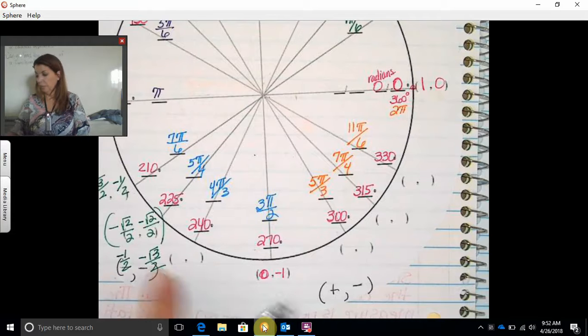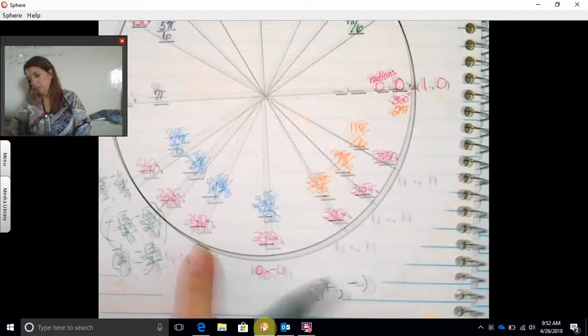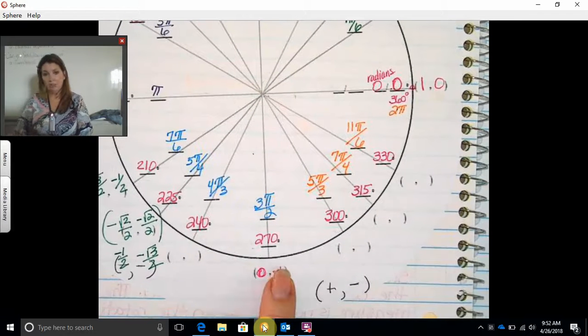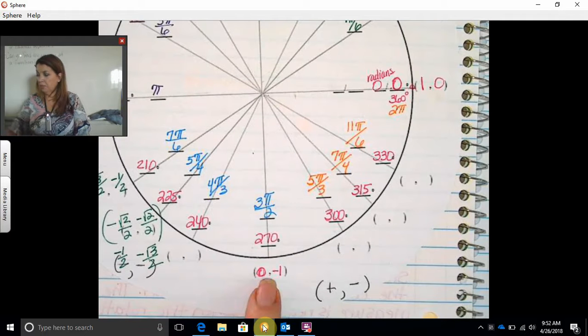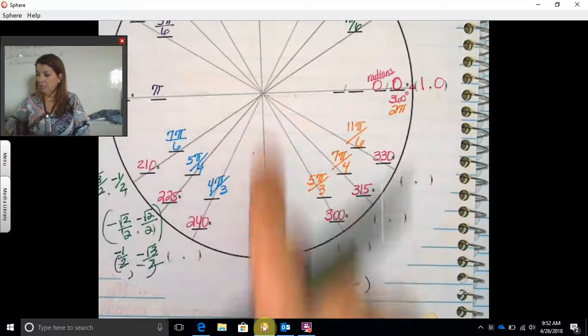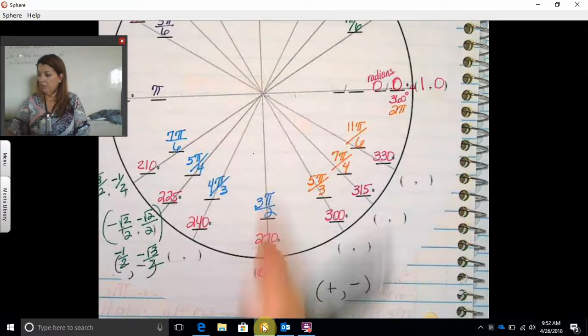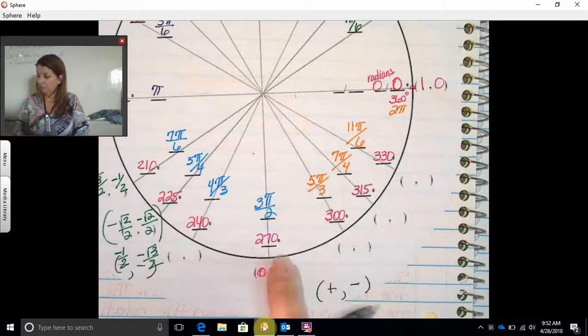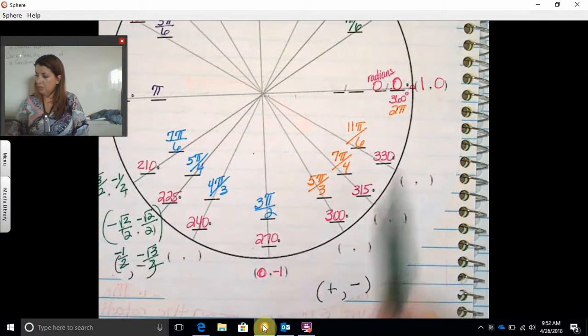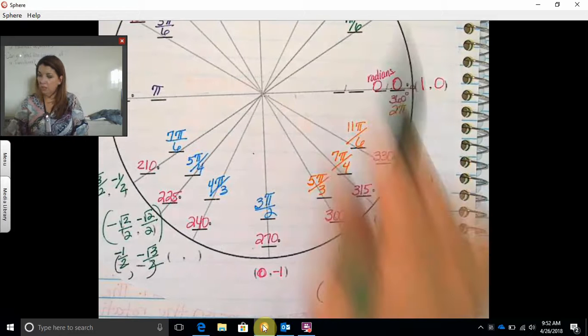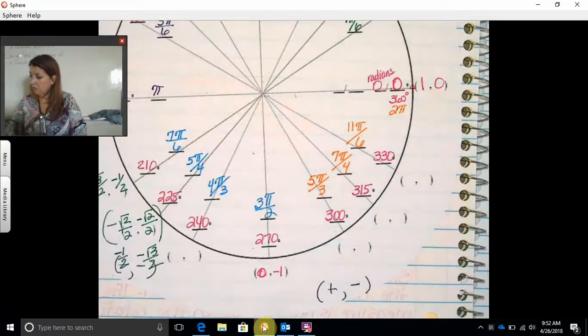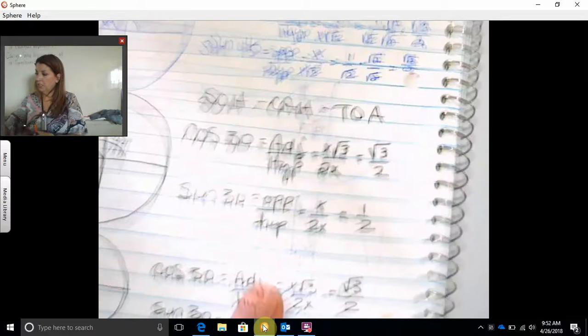I wrote that in a weird place, but it's supposed to be there. All right, we already have the ordered pair for 270 degrees. Does everybody understand why it's 0, negative 1? Has an x value of 0. If this length is 1 unit, then this is negative 1 right here. Okay, so now we just have 3 more to do, and then I will cut you loose to do the whole thing by yourself. So we are at 300 degrees.